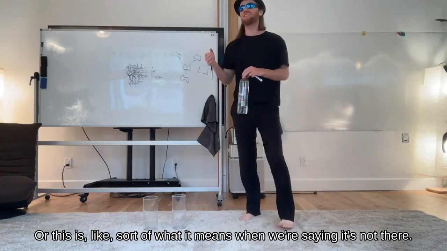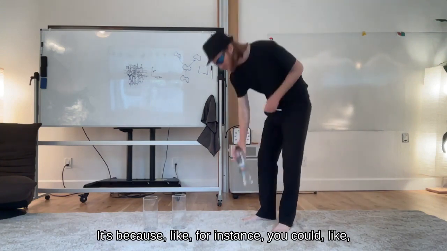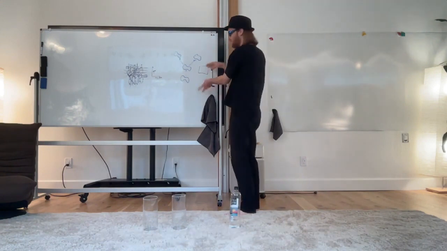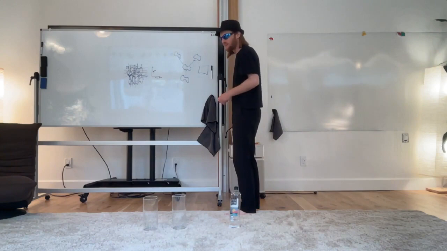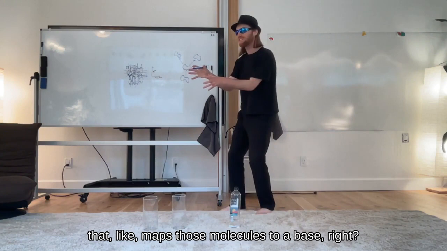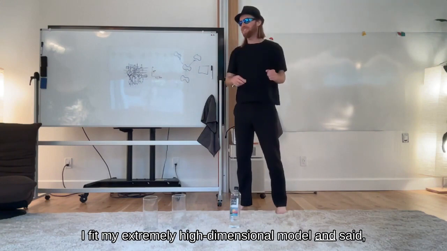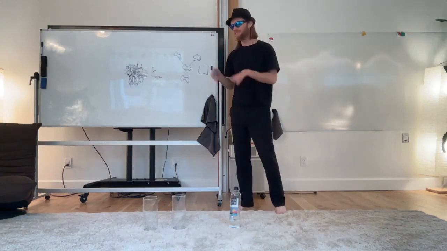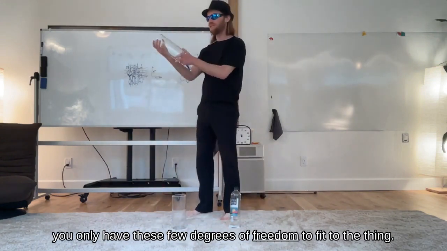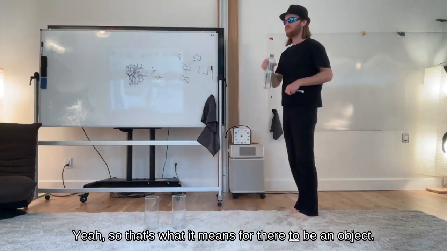Or rather, this is what it means when we're saying it's not there. You've got a bunch of molecules in this chunk of space, say some ideal gas. You could come up with some completely ridiculous mapping that maps those molecules to a base, and then say, I fit my extremely high-dimensional model, and it said yep, there's a base there. You can't do that, because you only have these few degrees of freedom to fit to the thing. So that's what it means for there to be an object.